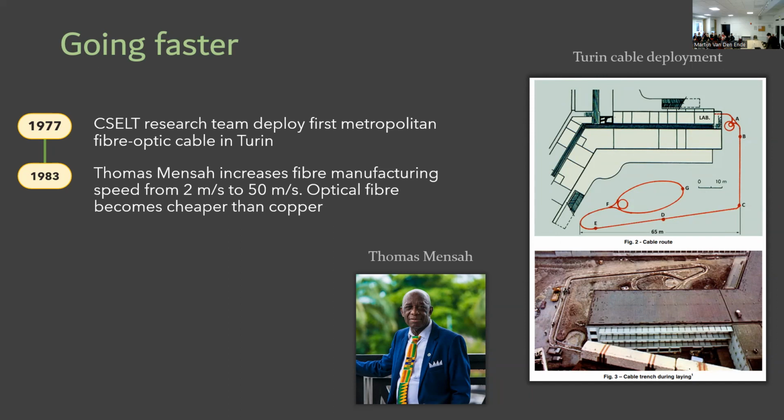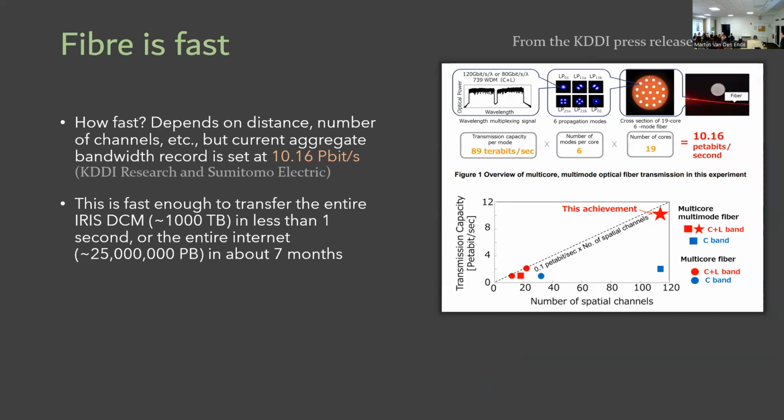Another reason why you want to use fiber instead of copper is because it is really, really fast. How fast really depends on a number of factors, including the distance over which you're communicating and the number of channels, etc., and also depends on how you measure it exactly. But the current world record for the largest aggregate bandwidth is over 10 petabits per second. This number may not mean much to you, but this is fast enough to transmit all the seismic data stored at IRIS in less than 1 second.